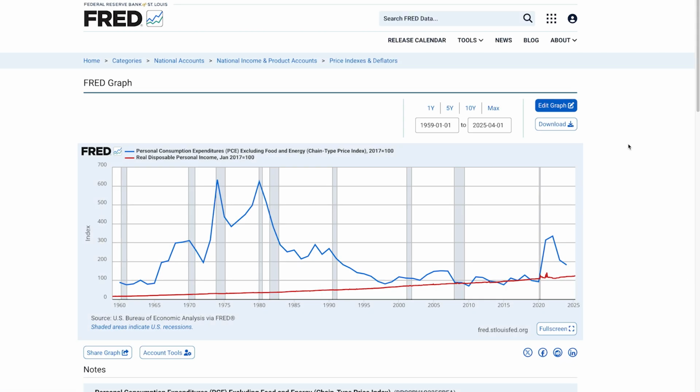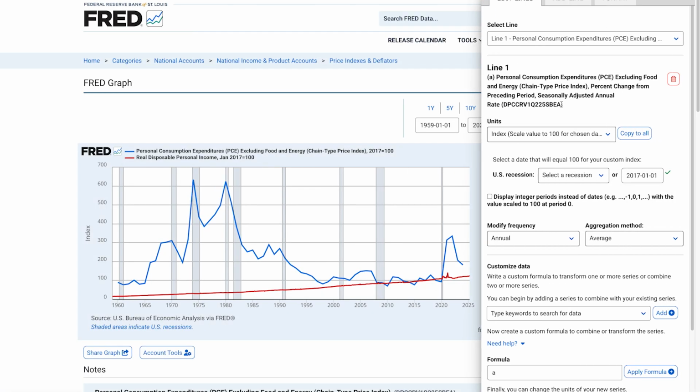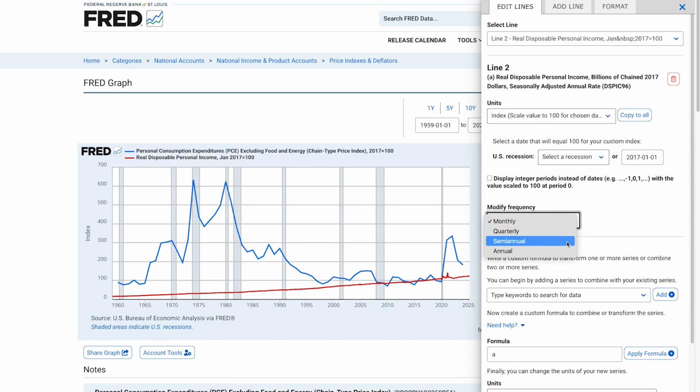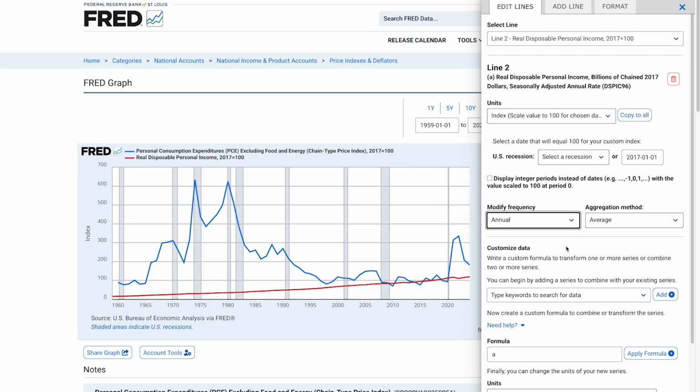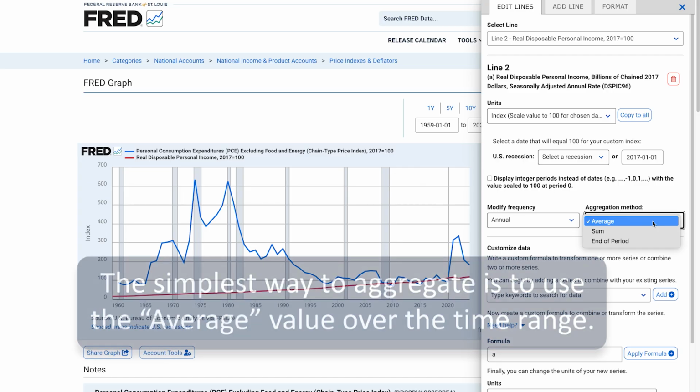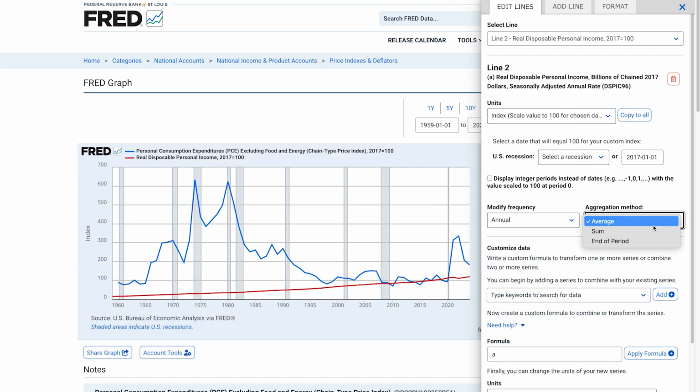And some graphs really require that the series have the same frequency. So if you have 1 annual series and 1 monthly series, Fred lets you make them both annual series. The simplest way to aggregate is to use the average value over the time range, as we mentioned earlier, but Fred has 2 other options, end of period and sum.